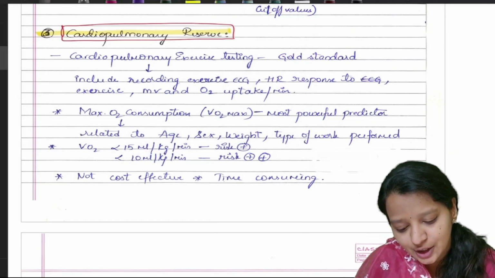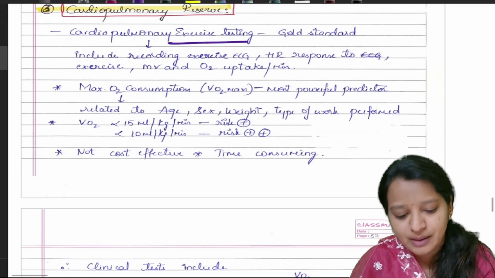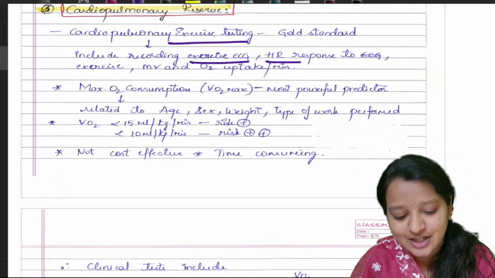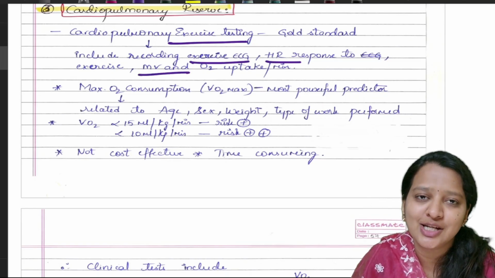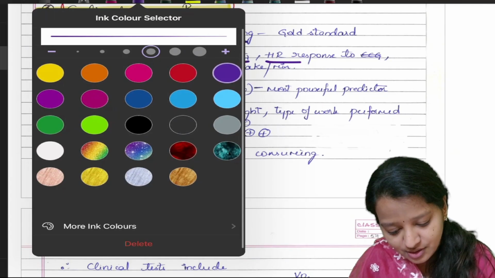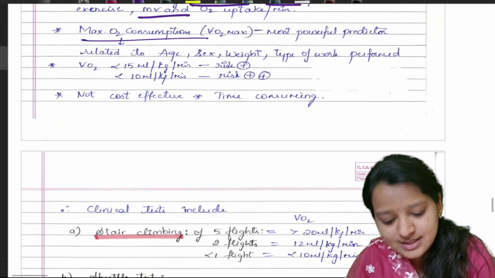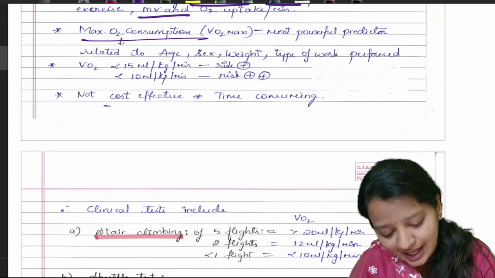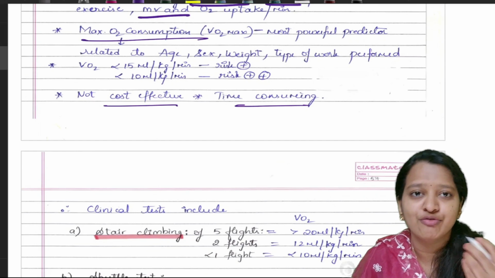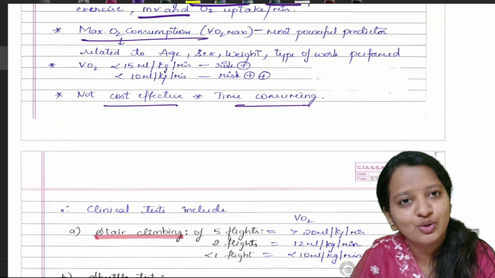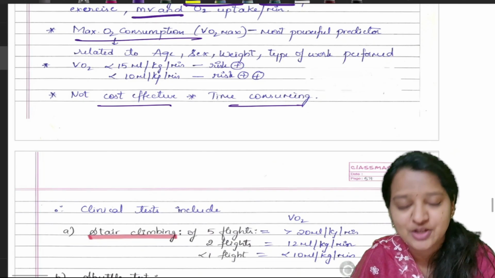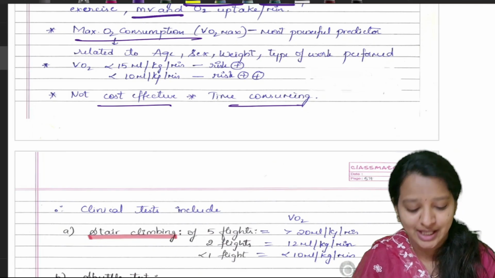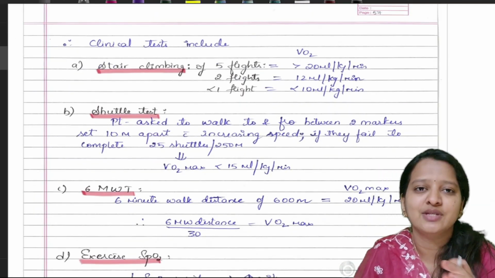Next we'll go for cardiopulmonary reserve. We'll go for cardiopulmonary exercise testing, which is the gold standard. Here we'll know about the exercise ECG, heart rate, minute ventilation and oxygen consumption of the patient. Calculating the maximum oxygen consumption is a little bit time consuming and cost ineffective, so we'll go for clinical tests. Normally if the VO2 is less than 15 ml per kg per minute, the patient goes under risk, and if it is less than 10 ml per kg per minute, the risk goes on increasing. Coming to clinical tests, we have seen 4 clinical tests.